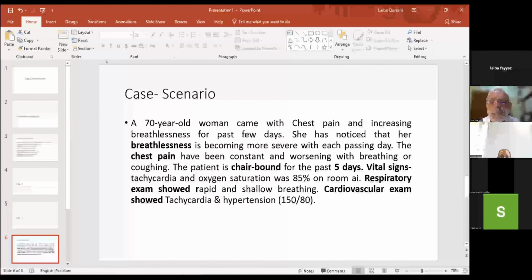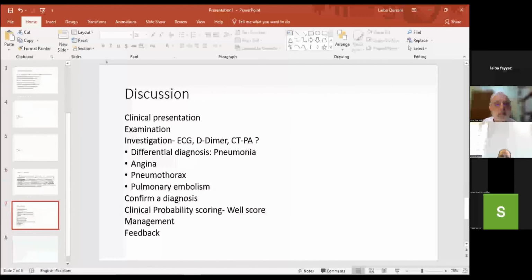So starting with the case scenario, we would open up the stage and the students will discuss the clinical presentations, starting with the history and then the clinical presentations, and then they'll move on to examination and investigations, and then they'll come up with a differential diagnosis. There could be multiple differential diagnoses like angina or pneumonia or pneumothorax and even pulmonary embolism. And then they'll confirm a diagnosis, and then they'll work on their clinical probability scoring and management. And then finally, we'll give the feedback.